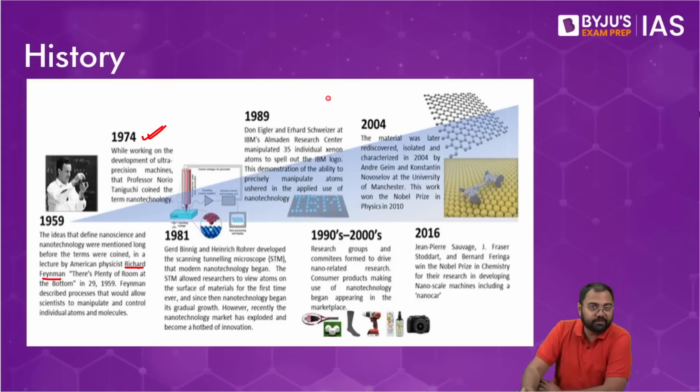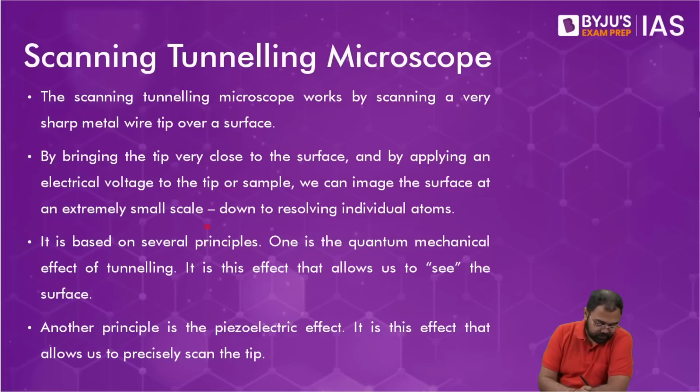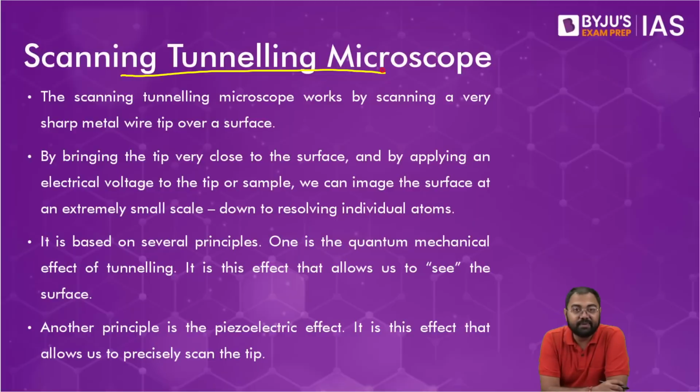You don't have microscopes that can look at a molecular level, at a nanoscale. This changed in 1981 with the invention of something called the scanning tunneling microscope. This invention changed the face of nanotechnology, because until now it was all theoretical. There was nothing that you could do.